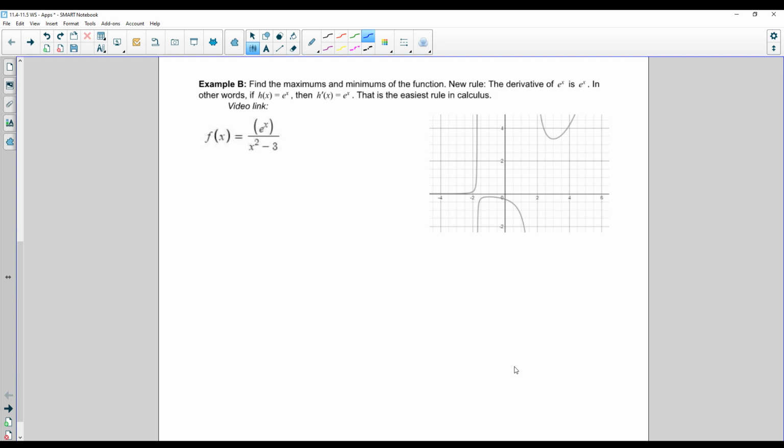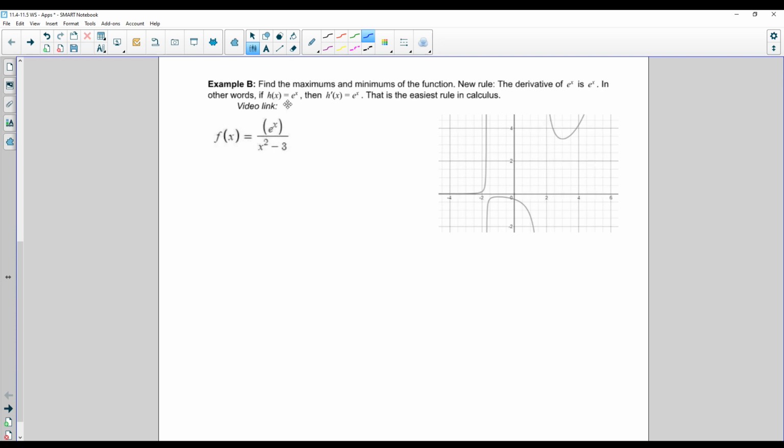In other words, if you have some function h of x that's equal to e to the x, and you want to do its derivative, h prime of x is also going to be e to the x. You can't beat that. That's as easy as it gets when it comes to derivative rules. So there's a new derivative rule for you: the derivative of e to the x is e to the x. We're going to need that within this problem.